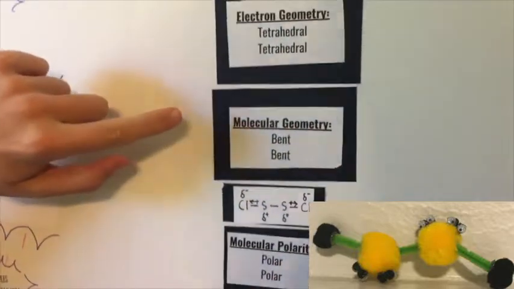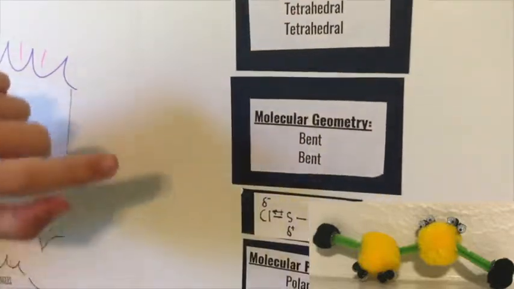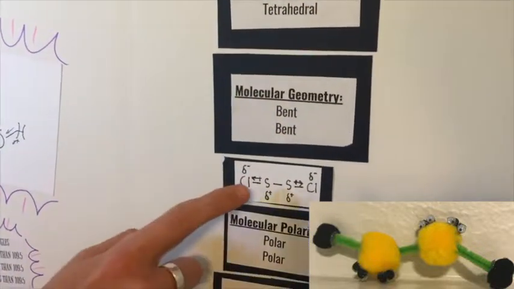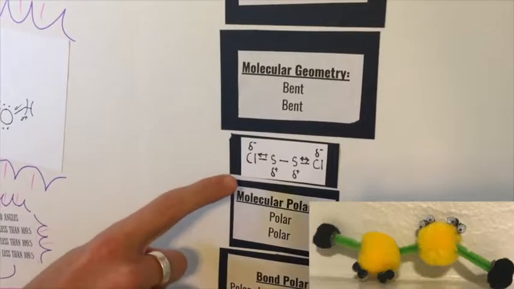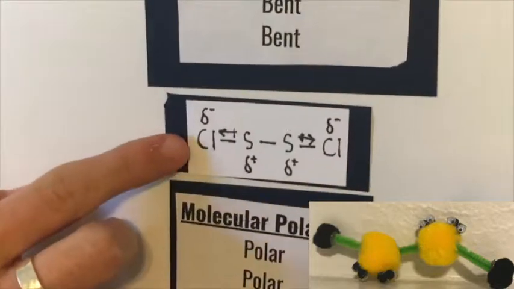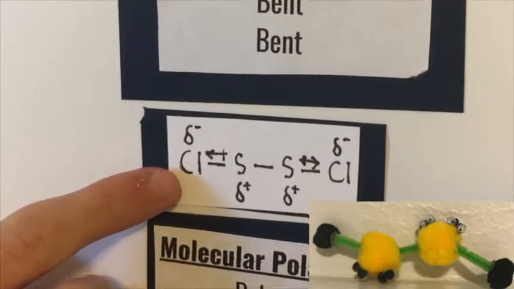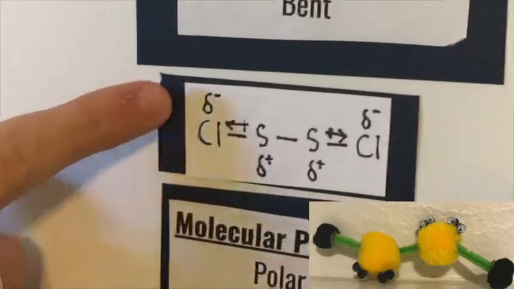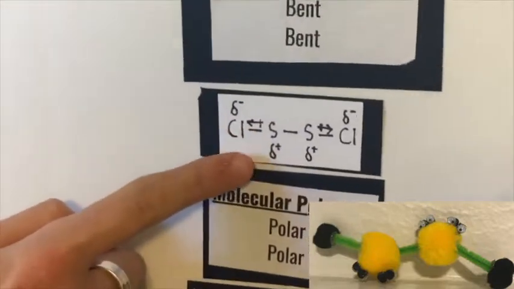And from there, we can identify its molecular geometry, which is bent, the 2 different atoms pulling on the central. And after identifying those, we can then draw a diagram depicting the dipole movements and the partial positive and negative signs, Cl being the most negative of the 2, so the arrows will be pointing towards it, and it will be partially negative, thus sulfur being partially positive.